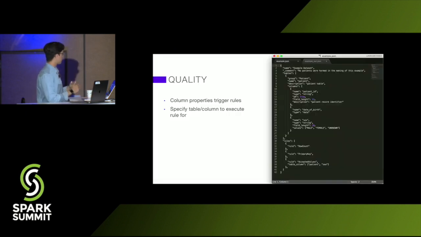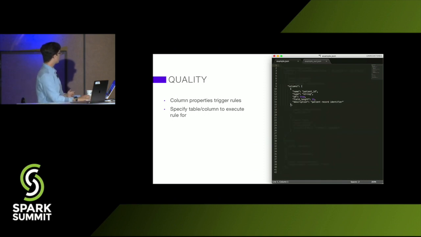On the quality side, this is an example here of, again, a simplified data set with the JSON file describing the metadata. The way this works is that you have an input JSON file that specifies your metadata. It's the same thing that produced that Excel file. And then it runs through Spark. It performs checks on all the tables and all the columns. And then it spits out another output JSON file with the results of all those checks.